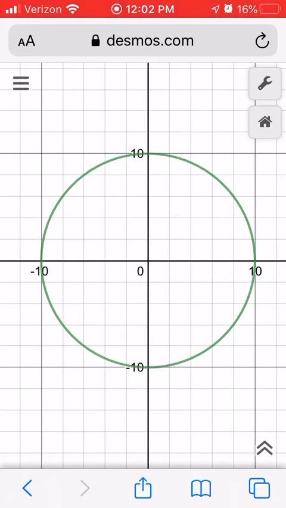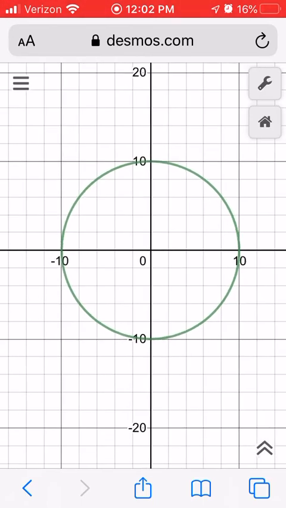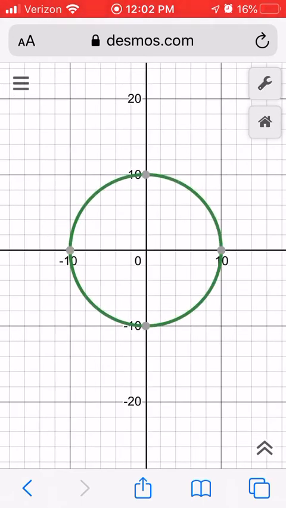Now, the next thing I want to show you is, and basically this is the last thing because I'm going to stop after this. I'm going to show you a circle can move around. It does not always have to be centered at 0, 0. So it can move left and right, and that's called a horizontal shift, and it can move up and down, that's called a vertical shift.